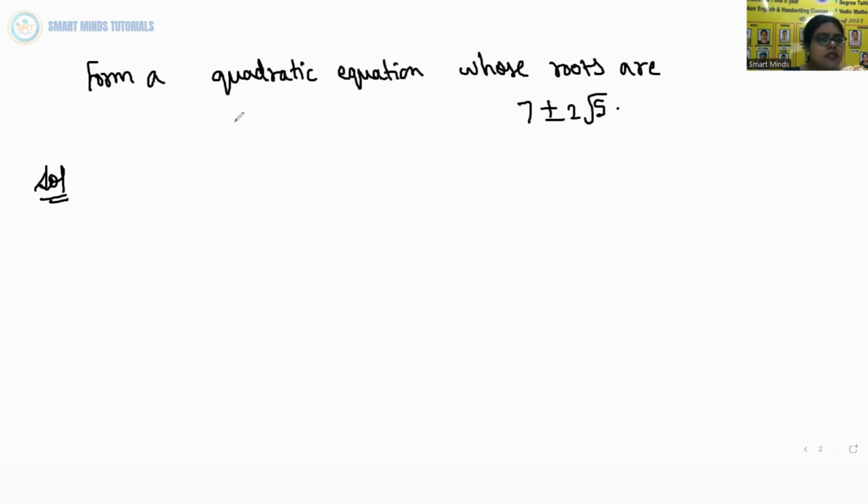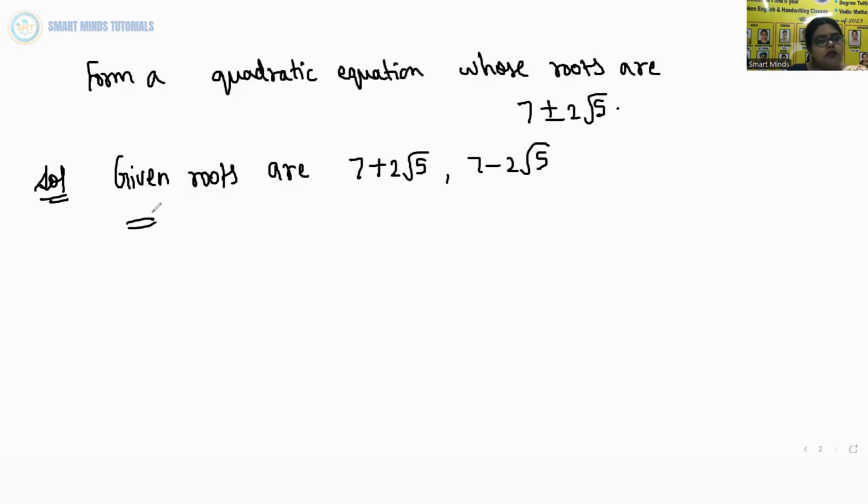Now you see, this is the next question. Form a quadratic equation whose roots are 7 plus or minus 2 root 5. So let us first write down the given roots. Given roots are 7 plus or minus 2 root 5, which means one root is 7 plus 2 root 5 and the other root is 7 minus 2 root 5. So let us denote them with alpha and beta. Alpha is 7 plus 2 root 5 and beta is 7 minus 2 root 5.